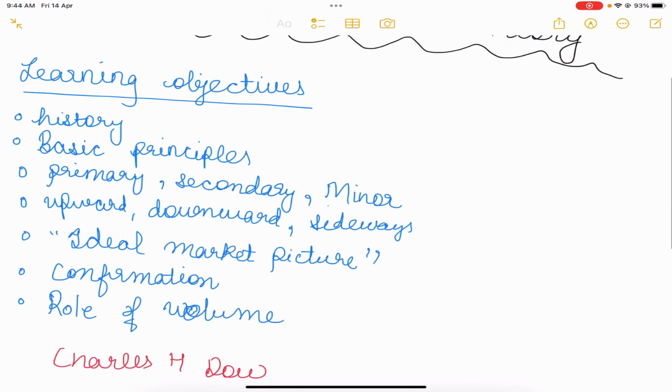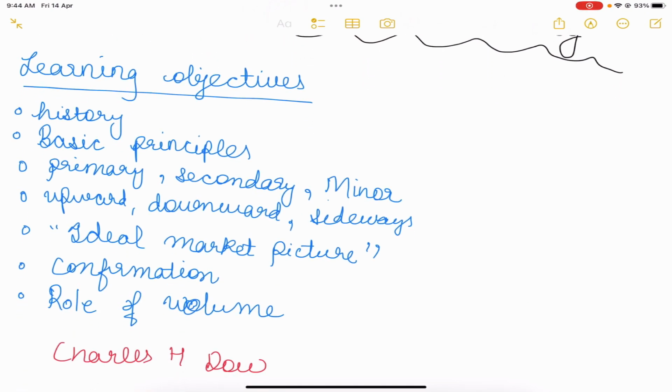These are the basic learning objectives. We'll be studying the history of the Dow theory, how it originated, who originated it, and we'll be seeing the basic principles of the Dow theory, and then we'll be seeing what primary, secondary and minor trends are, followed by how to identify upward, downward and sideways trends. And then we'll be seeing what an ideal market picture really is according to the Dow theory, and we'll be seeing how to use Dow theory for confirmation. And the last learning objective would be the role of volume in Dow theory.